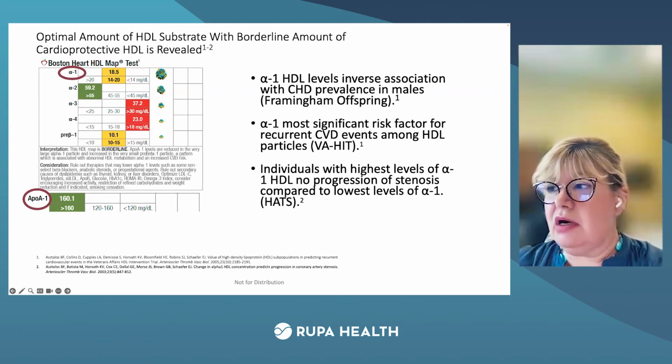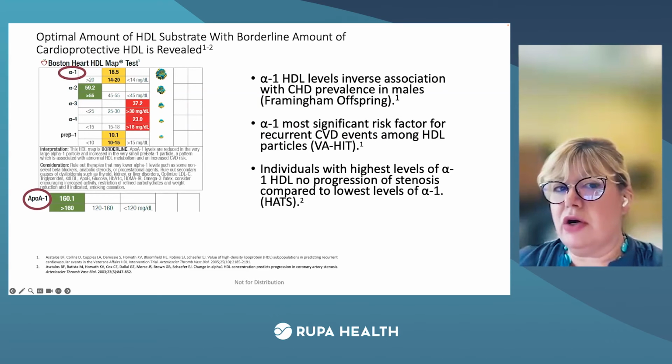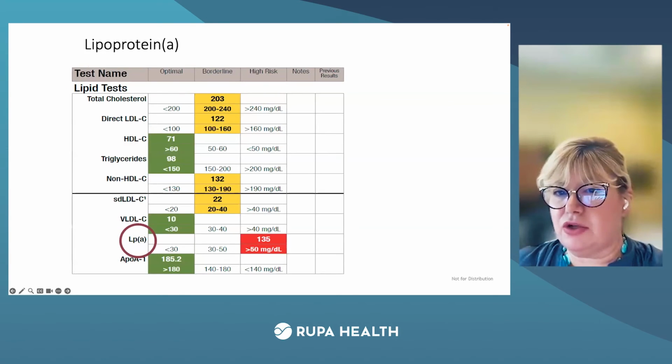And the reason why we care is that the alpha 1 levels actually have a very strong inverse association with both prevalence of coronary heart disease as well as recurrence of cardiovascular events. So it's a very impactful measurement, and the association is very strong, such that for each milligram increase in alpha 1 HDL, there is a specific numerical progression or regression in cardiovascular events. So another very important part of what your new standard lipoprotein or lipid profile may actually include.